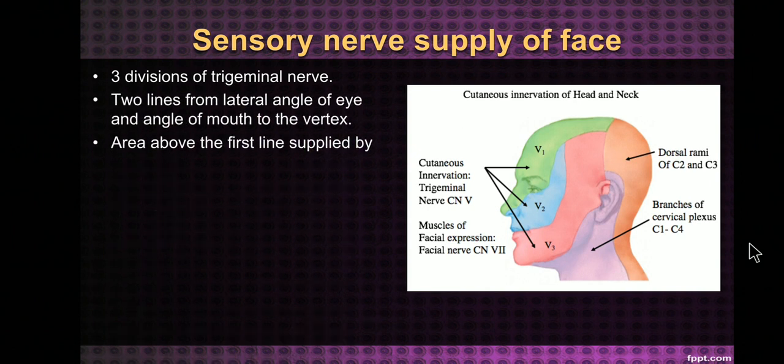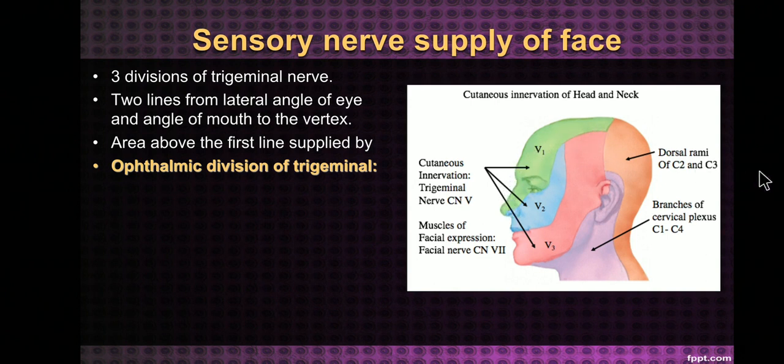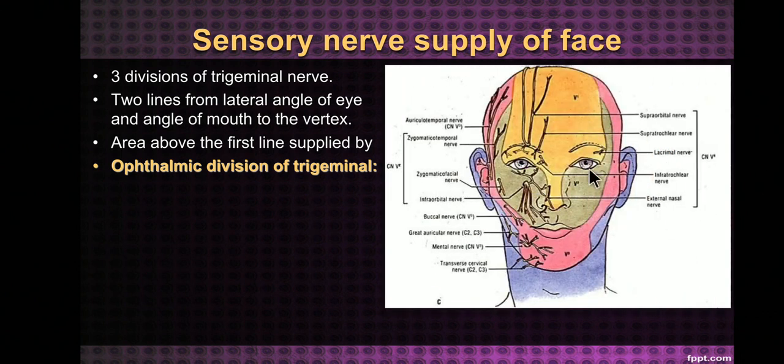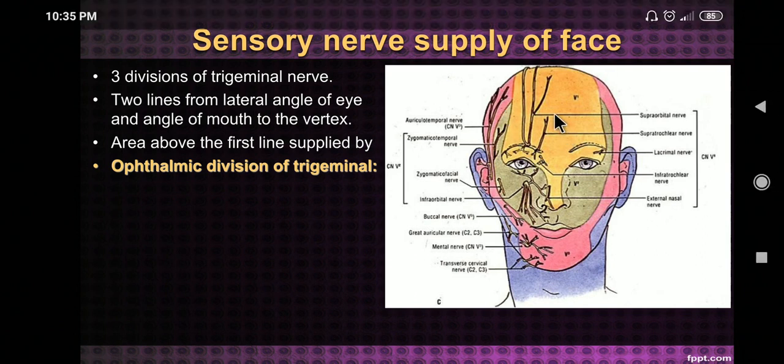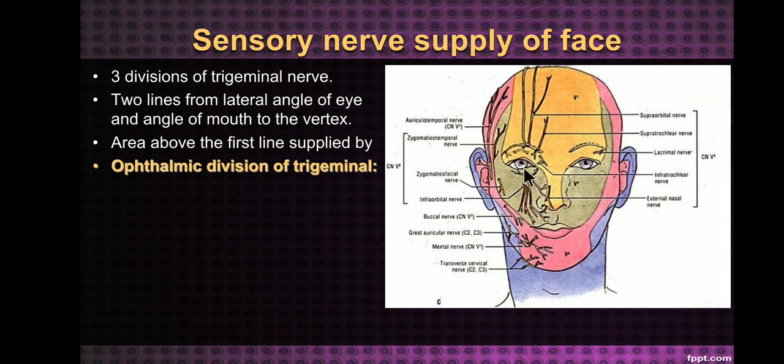Okay, so the demarcation, as I told you, from lateral angle of eye to the vertex, from the lateral angle of mouth to the vertex. So the first area above the lateral angle of the eye, first line is the area for the ophthalmic division. By 5 nerves it supplies: supratrochlear, supraorbital. These two, from supratrochlear and supraorbital foramen it comes out. This supplies the medial part of your forehead, and supraorbital reaches up till the vertex of the skull. Okay.